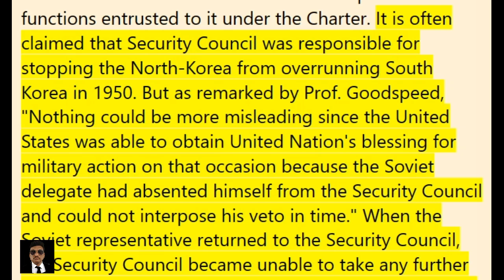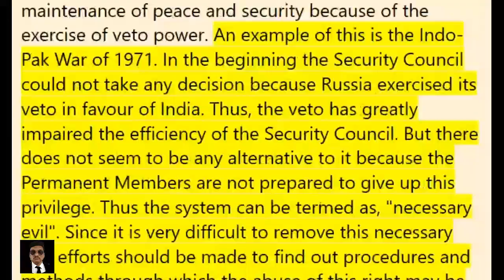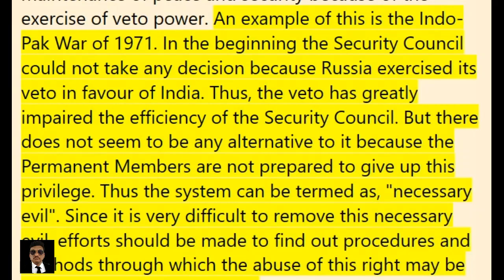Similarly, in other important matters, the Security Council is not able to perform its functions of maintenance of peace and security because of the exercise of veto power. An example of this is the Indo-Pak War of 1971. In the beginning, the Security Council could not take any decision because Russia exercised its veto in favor of India. Thus, the veto has greatly impaired the efficiency of the Security Council.